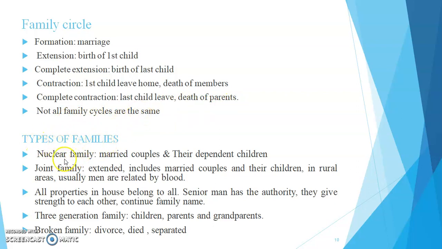Types of families. Nuclear family, that is married couples and their dependent children. Joint family, extended, includes married couples and their children. In rural areas, usually men are related by blood. All properties in the house belong to all. The senior man has the authority. They give strength to each other. Continue family name. Three generation family, in which children, parents and grandparents live together. Broken family means divorced, died or separated human beings.